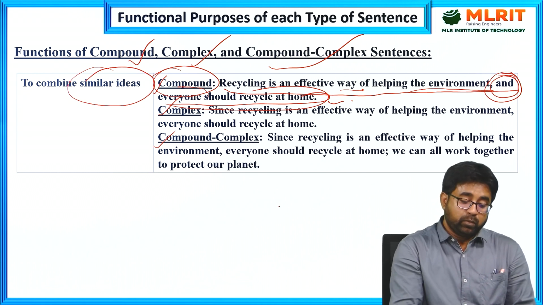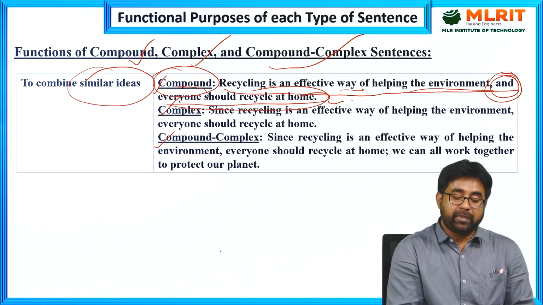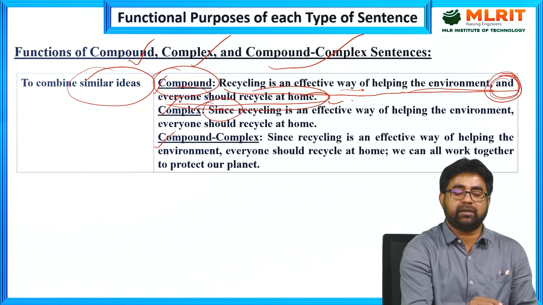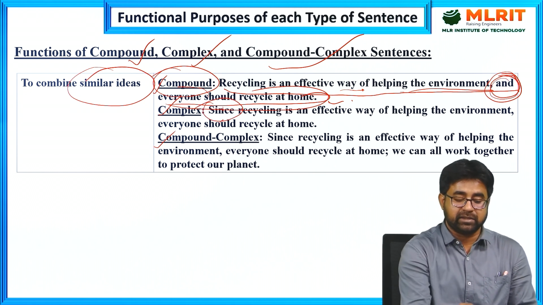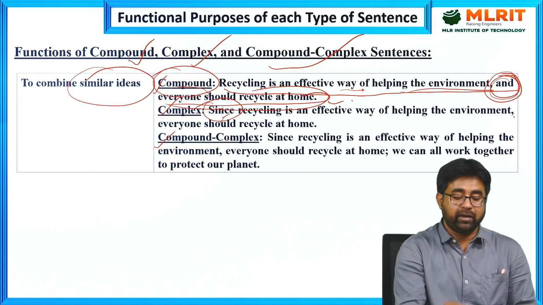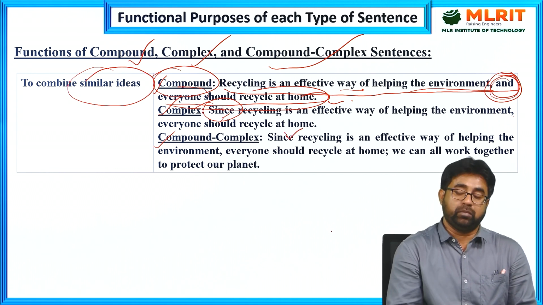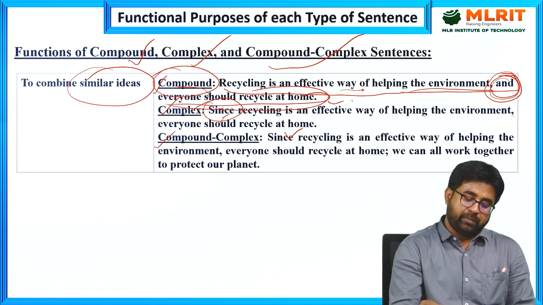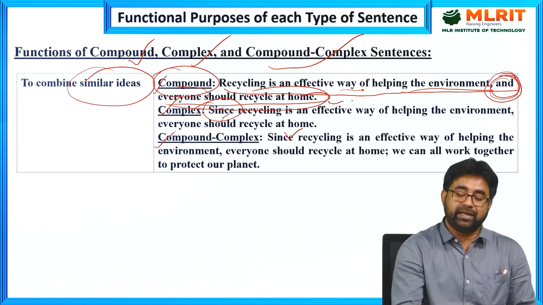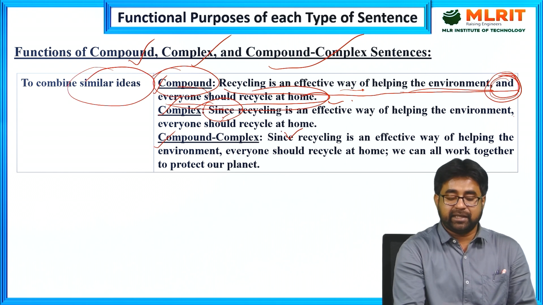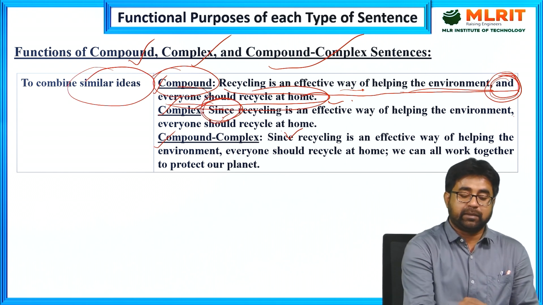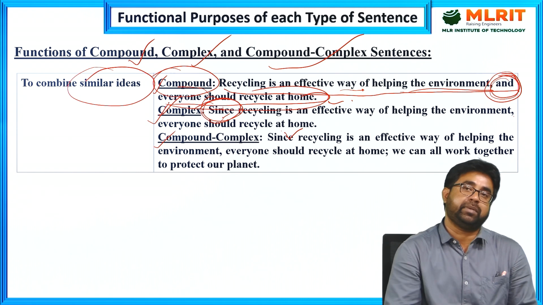Now we can use a complex sentence also to combine similar ideas. So instead of using a coordinating conjunction, I would be using a subordinating conjunction or other kind of conjunction. You can see, since recycling is an effective way of helping the environment, everyone should recycle at home. Again, 2 ideas I am combining, but I am turning one clause into a dependent clause and another remains an independent clause. So one dependent clause, one independent clause joined by a subordinating conjunction. What is the example? Complex sentence.